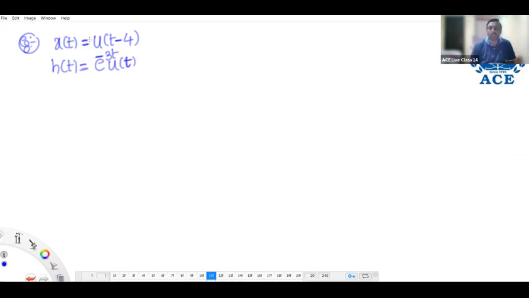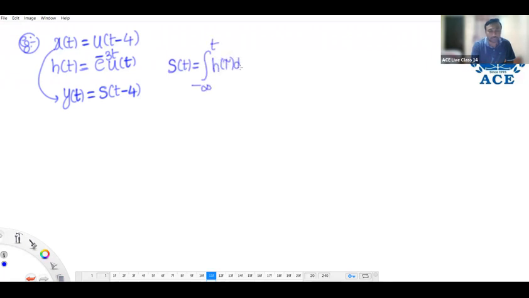Of course, in the convolution chapter, this is the first problem we solved by the graphical method: folding, shifting, multiplication, and integration. Input u of t minus 4, impulse response a decaying exponential, which is not at all needed. The direct approach is, whenever the input is a step function, the output is called the step response. What is the relation between step response and impulse response?